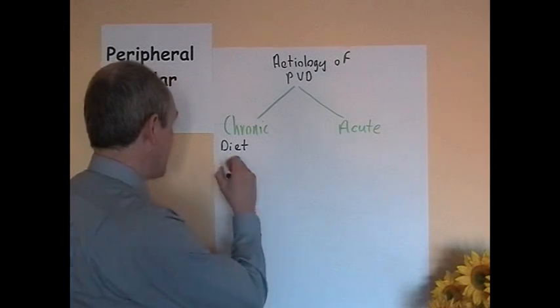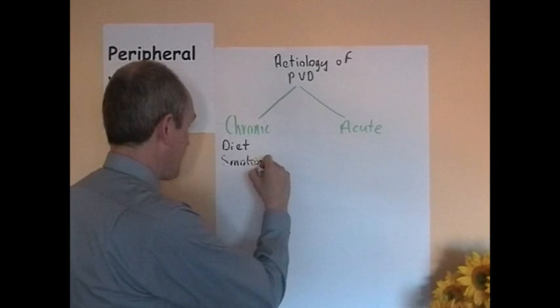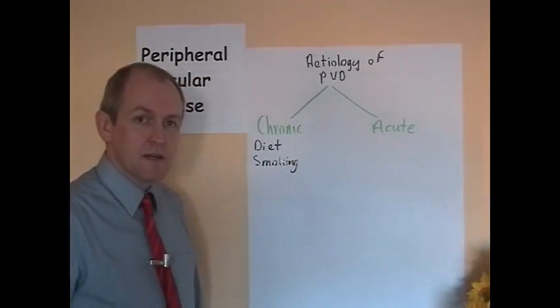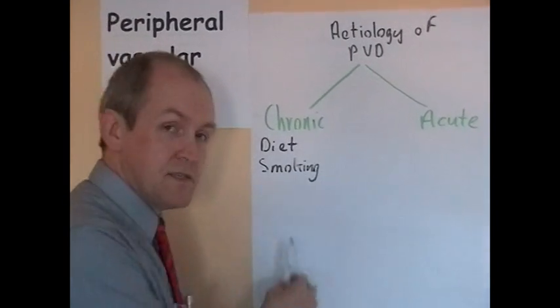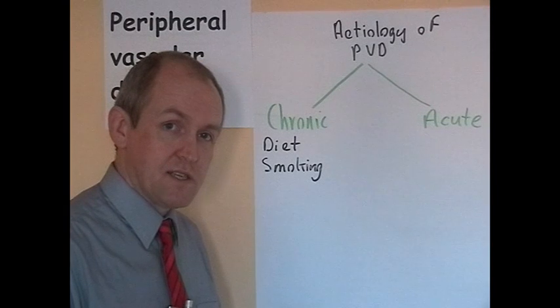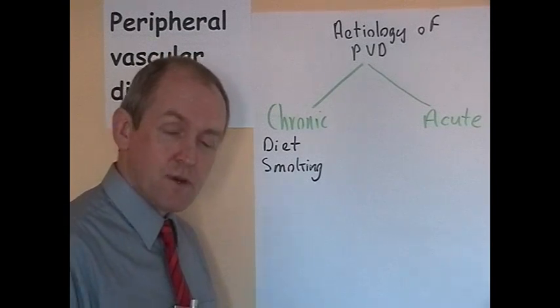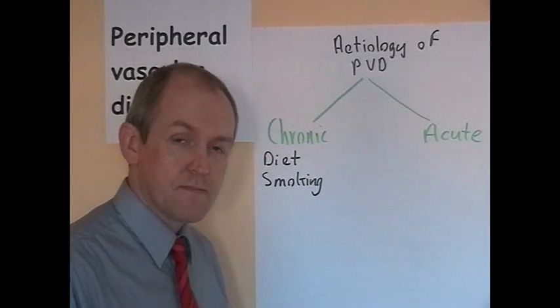Smoking is a big factor. Cigarette smoking is a major factor in the development of atheroma, and this seems to be particularly true in the case of peripheral vascular disease. So it's very important to teach young people not to smoke.